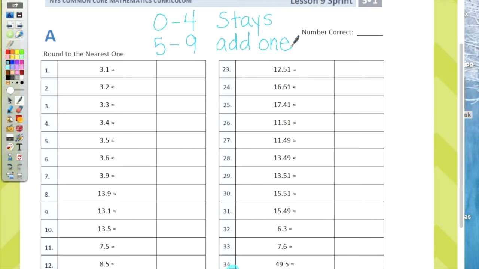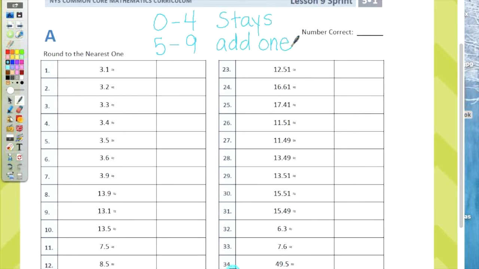So I'm going to use that rounding wrap on 3.1 and you just watch me. Okay, so here's a rounding wrap. You just watch me. Don't write any of this, okay?